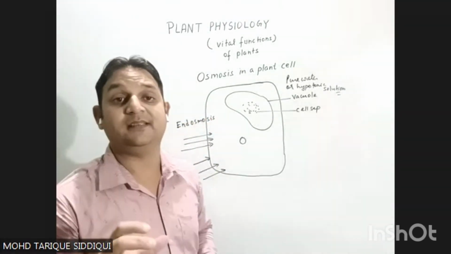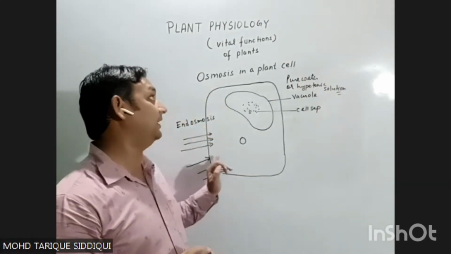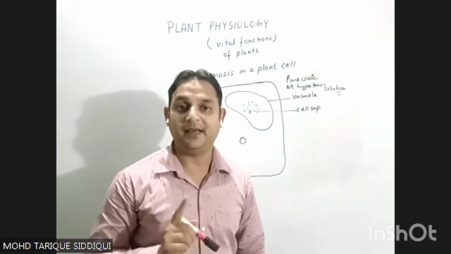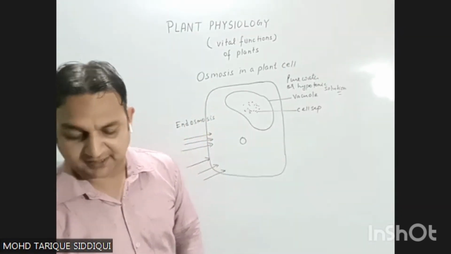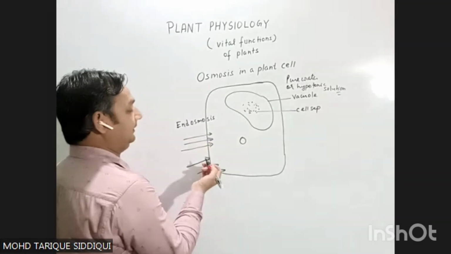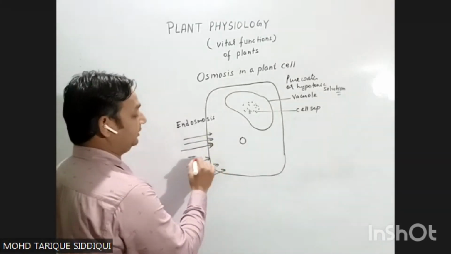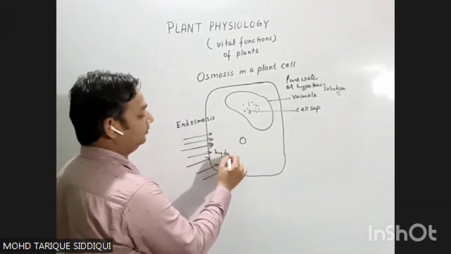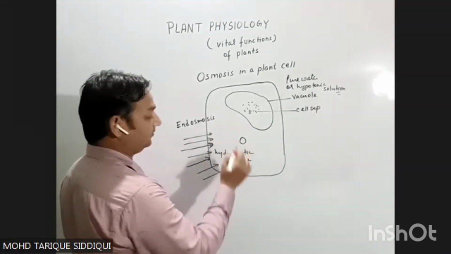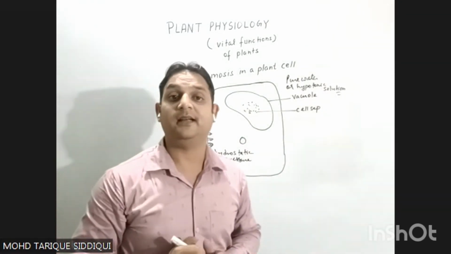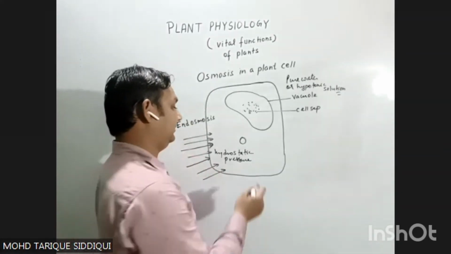When a plant cell is placed in pure water or hypotonic solution, water enters into the plant cell by endosmosis. When water enters into the plant cell, it develops a hydrostatic pressure, water pressure. This hydrostatic pressure is known as TP.